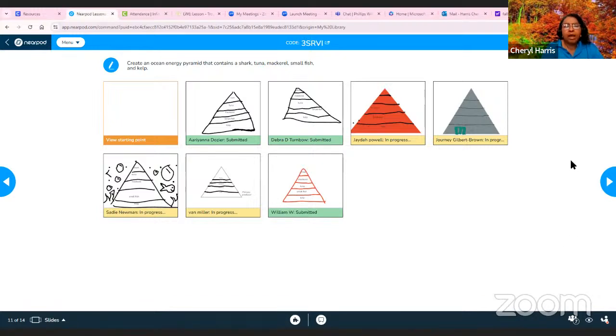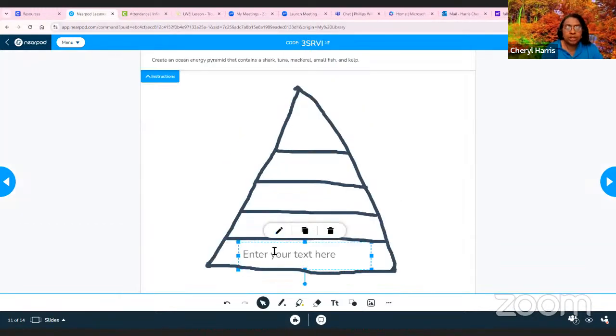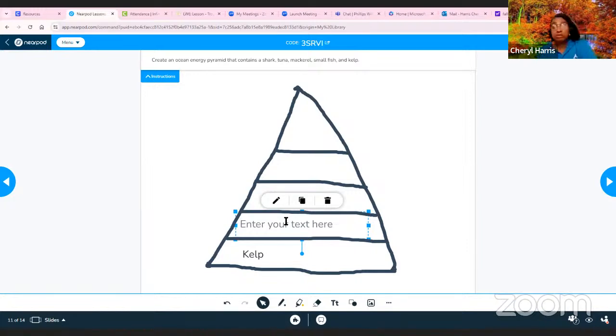Okay. All right, so let me come back to mine. A lot of you are good. So what you should have is your producer, which is the kelp, your seaweed, and it should be at the bottom. And then your next level, what eats the kelp, will be the small fish. So that will always be what you have next. And in answer to Sadie's question, we could turn around and draw this as a food chain as well. So we're going to type our small fish in here.